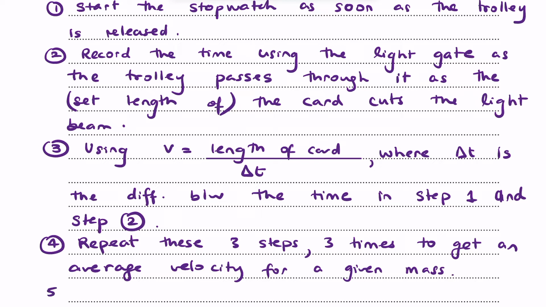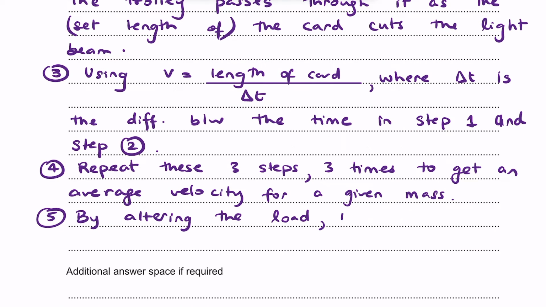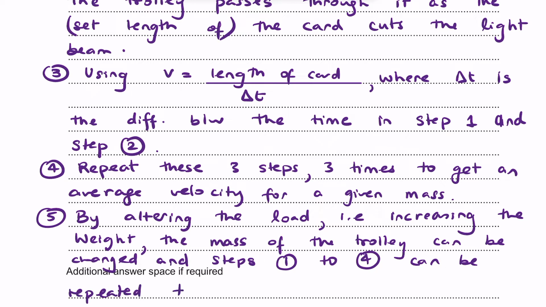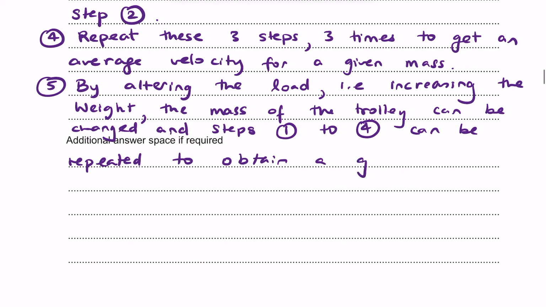Okay, so by altering the load, i.e. increasing the weight, you can change the mass of the trolley, and steps 1 to 4 can be repeated to obtain a graph of 1 over v squared versus m.